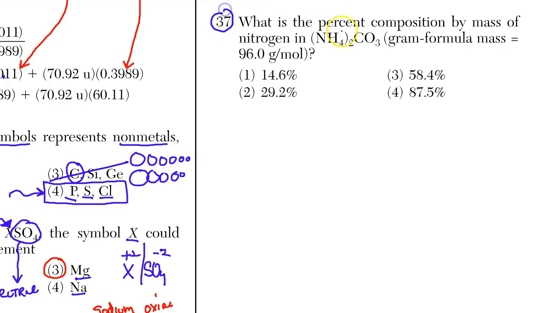Number 37, what is the percent composition by mass of nitrogen in ammonium, that's NH4 cluster from table E, carbonate? If I was naming this, I'm just naming the clusters from table E. This is the ammonium, it's +1, and this is the carbonate cluster, -2. Notice I need 2 of these +1s. Now, percent by mass is essentially part over total times 100.